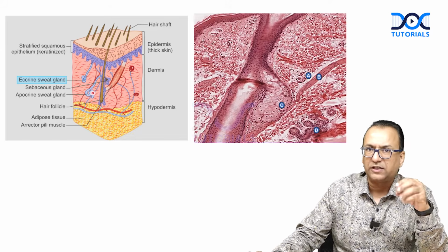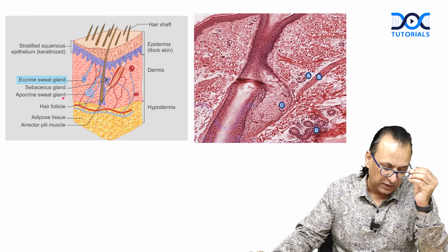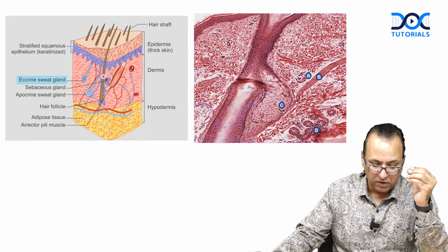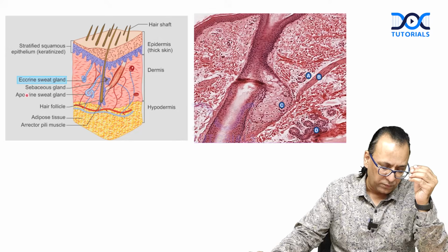Apocrine variety, the secretions are thick and viscous, and they are rarely found sweat gland, and their duct opens into the hair follicle. So the secretions will come along with the hair follicle. And moreover, apocrine sweat glands are very few in number.